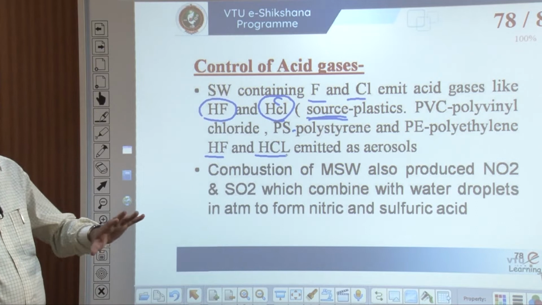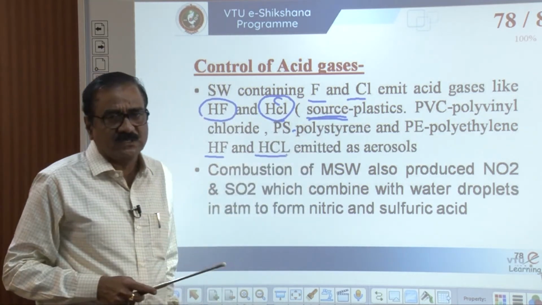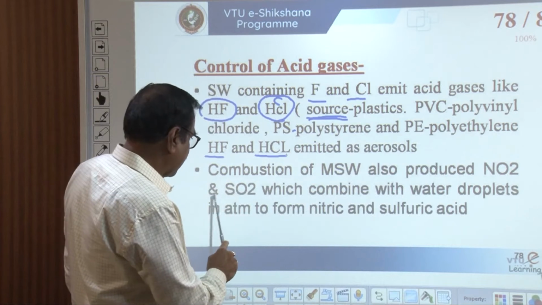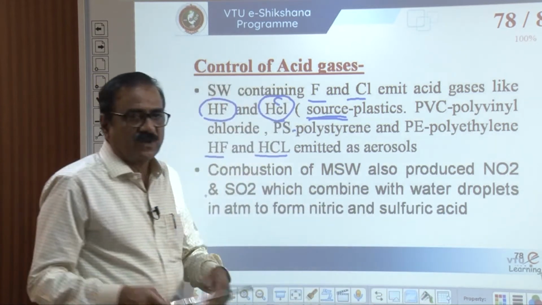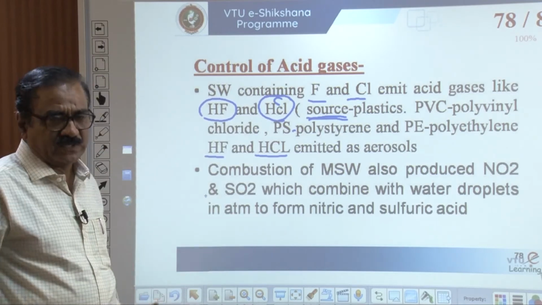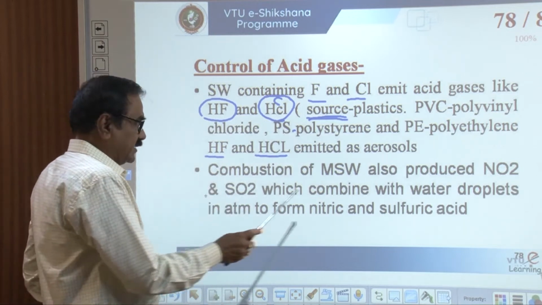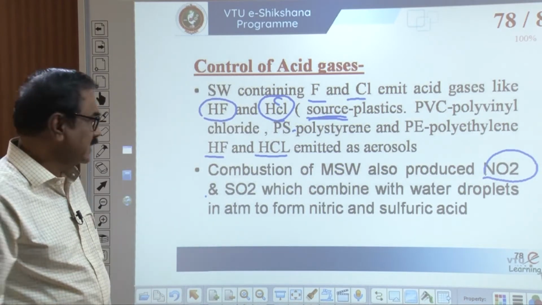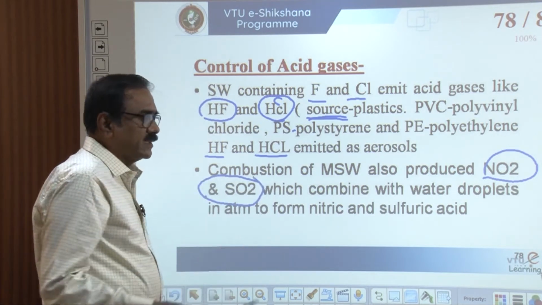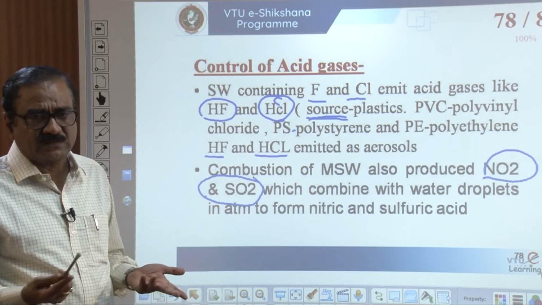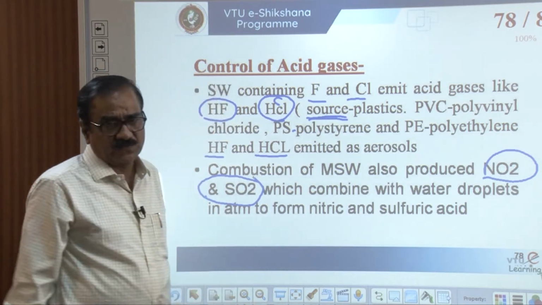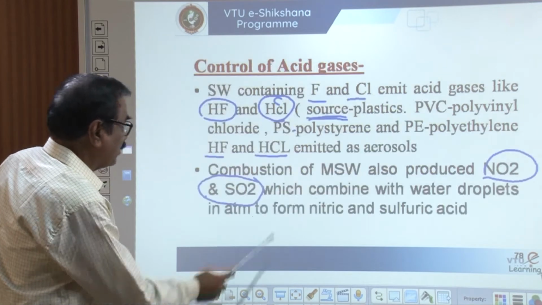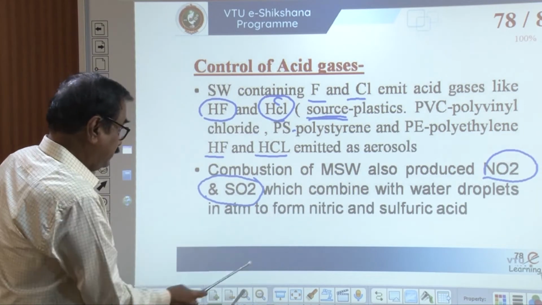Mainly these are responsible for producing potential pollutants in the air. And combustion salts, municipal solid waste also produces nitrogen dioxide and sulfur dioxide, which combine with water droplets forming nitric acid and sulfuric acid. This is quite possible, along with an oxide of nitrogen, that is nitrogen dioxide. This may also escape along with the flue gas, along with sulfur dioxide. And when this combines with the moisture present in the atmosphere, it gets converted into nitric and sulfuric acid. How to control these gases? I told you about these two controlling methods.